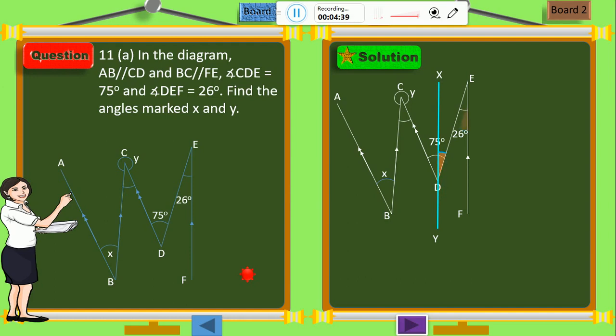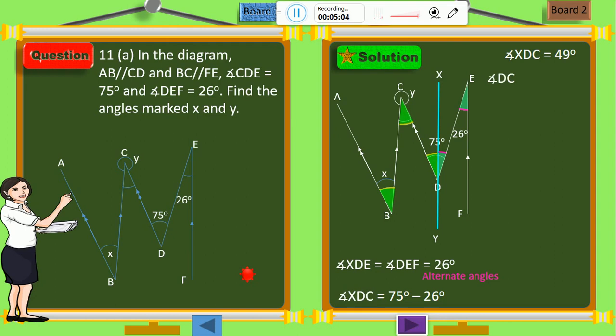The angle shown is equal to this other angle shown, alternate angles. This angle being marked now are all equal, alternate angles. So angle SDE is equal to angle DEF is equal to 26 degrees. Reason, alternate angles. The angle that is being highlighted is also equal to the other angle that is being highlighted now. Therefore, XDC is equal to 75 degrees minus 26 degrees, giving us 49 degrees. Therefore, the angle DCB is also 49 degrees. Reason, alternate angles are equal.